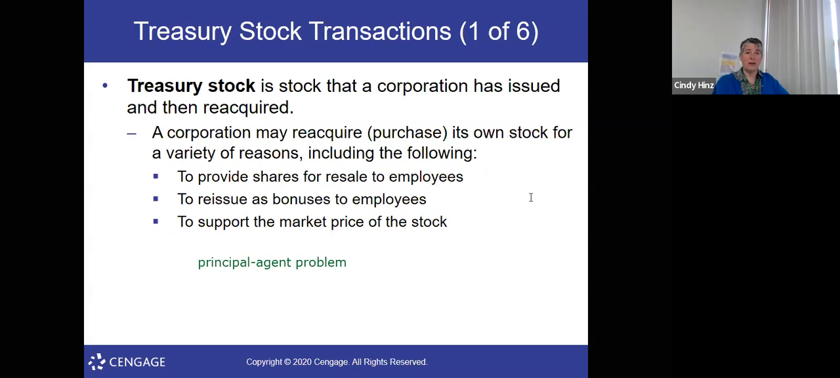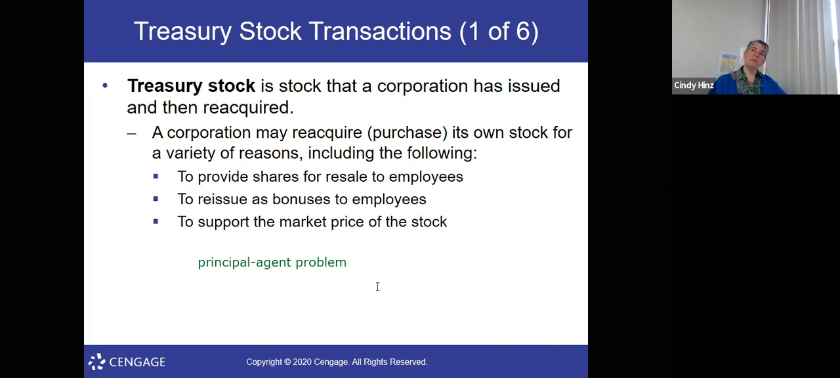And one way we can do that is to make the managers owners. And we can do that a couple of different ways. We can give them stock in the company, or we can allow them to buy it at a reduced price. And so when you see one of the reasons here to reissue as bonuses to employees, they're really trying to address this principal agent problem, to make the employees owners of the company, so that they more closely recognize that they're acting on behalf of the owners, now themselves. And if the company does well, they will also do well.